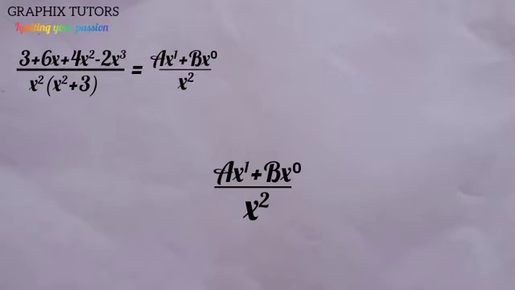Similarly, if the denominator is x cubed, the a is going to have x to the power of 2, plus the b is going to have x to the power of 1, plus the c is going to have x to the power of 0. So you're going to move the degree down to 0. Now, let's come back to our question.